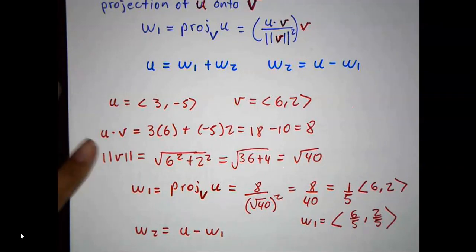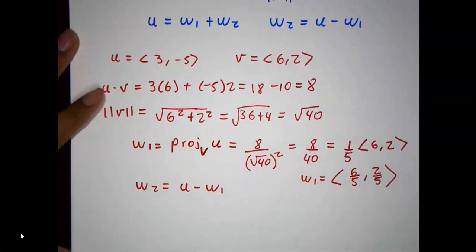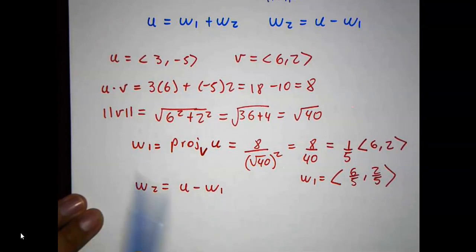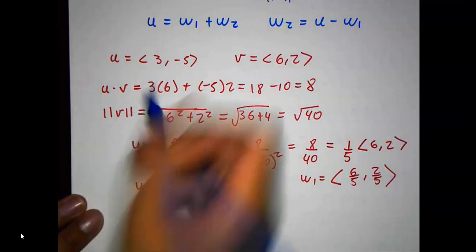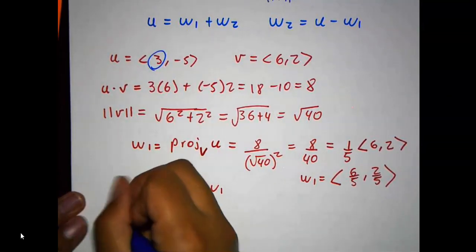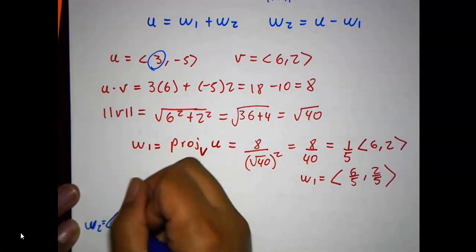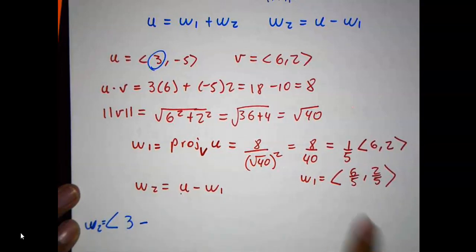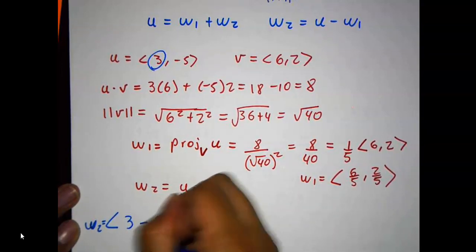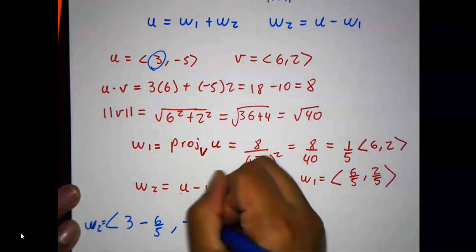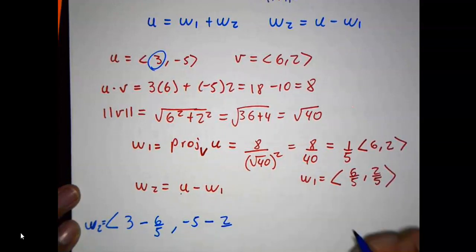We're almost done with our notes. So for W2, I gotta do u minus W1. I'm gonna do the x's. What's my x for my u? It is 3. So we're going to do 3 minus 6 over 5, comma, -5 is my y, minus 2 over 5. What will be my common denominator?